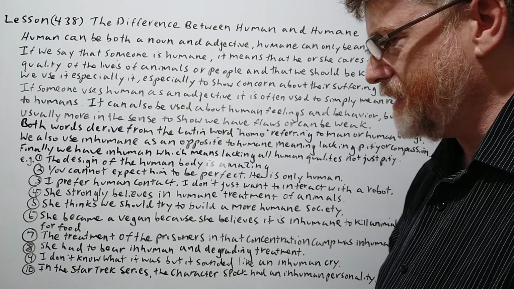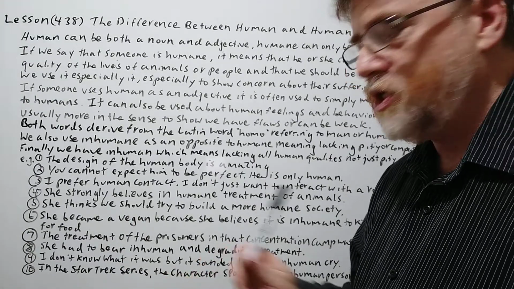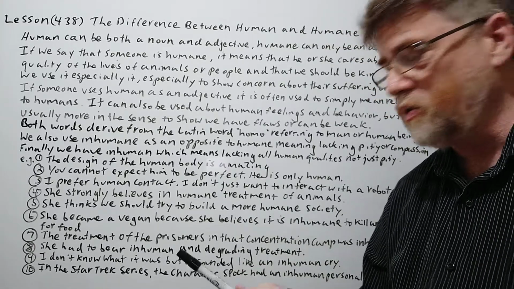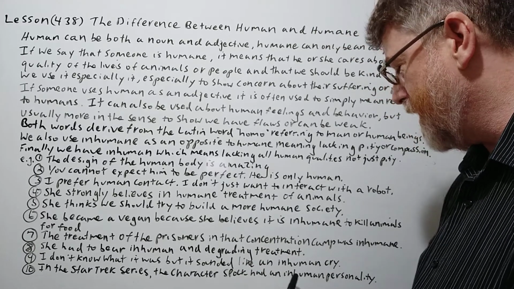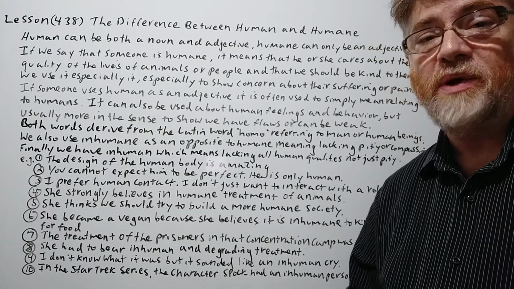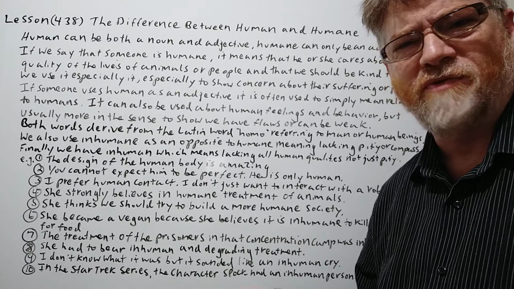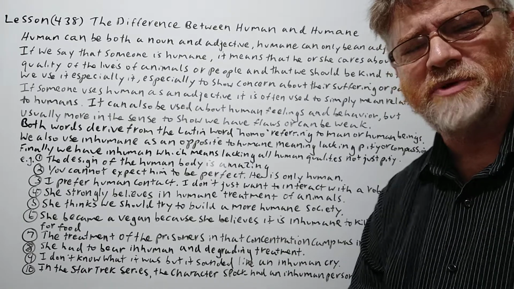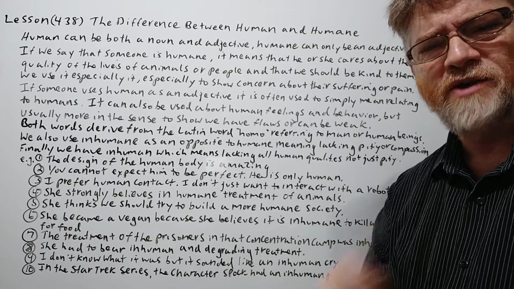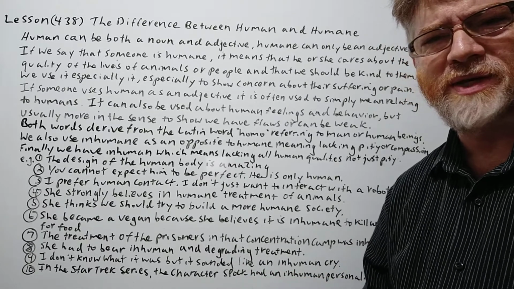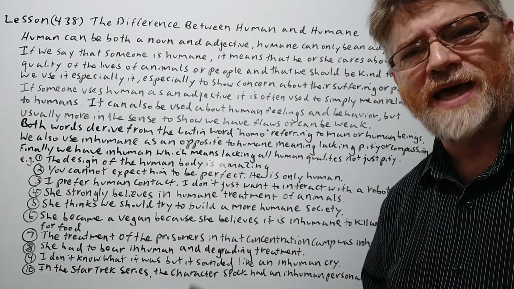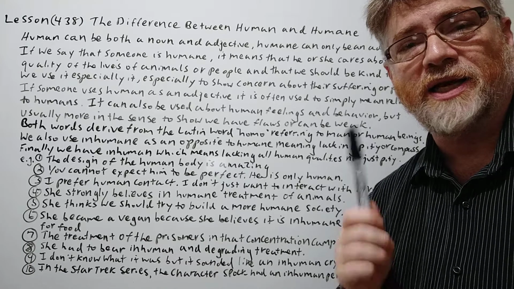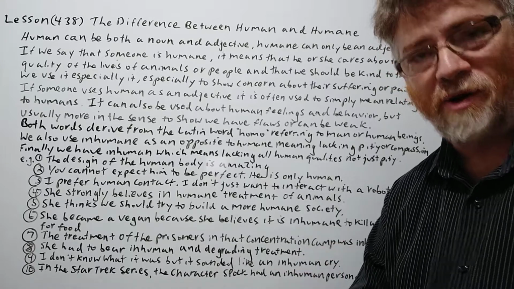And the last one here, number 10. In the Star Trek series, remember it was both a TV series and then it was made into a movie, the character Spock had an inhuman personality. Well, he wasn't supposed to be human. He was supposed to be like Vulcan or something. And remember, he couldn't understand emotion. Supposedly he had no emotion. He was just very logical. So he couldn't fall in love or things like that. So in this sense, he had an inhuman personality, a personality not like a human at all.